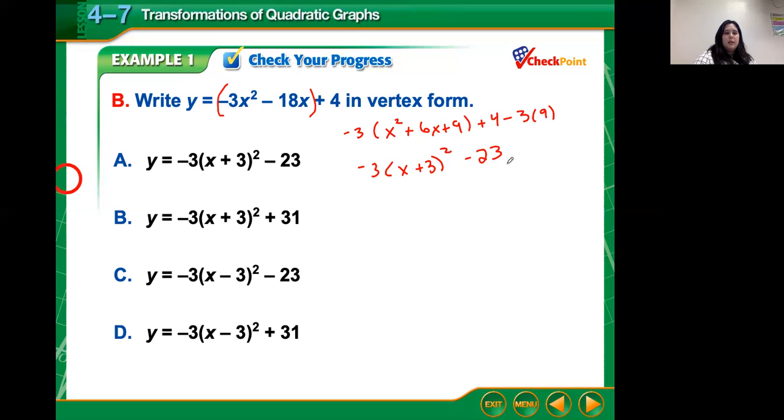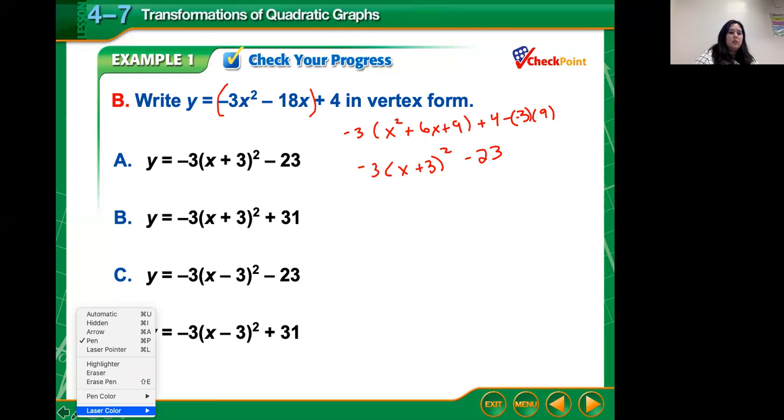So our answer is minus 3. Oops. So that actually does change our answer. We're going to get 4 plus 27, which is 31.